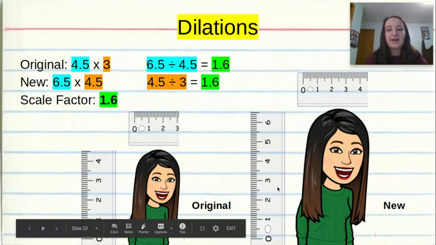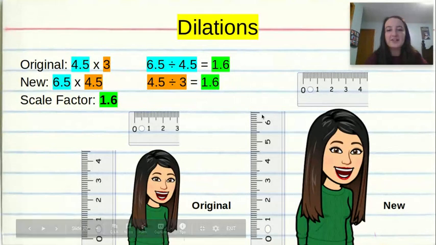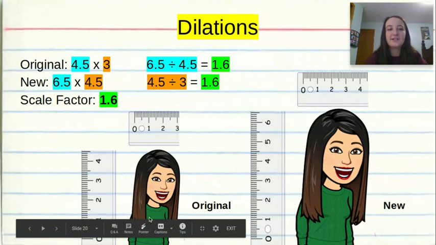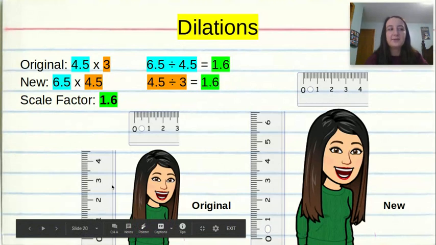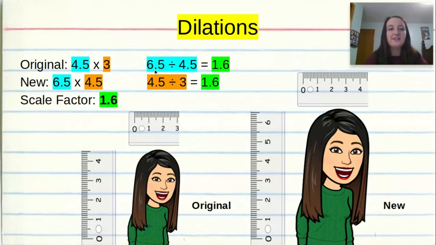So for example, the height of the new figure is 6.5, and the height of the original figure is 4.5. So we're going to do 6.5 divided by 4.5. And when we do that, we get 1.6. So that would be our scale factor.